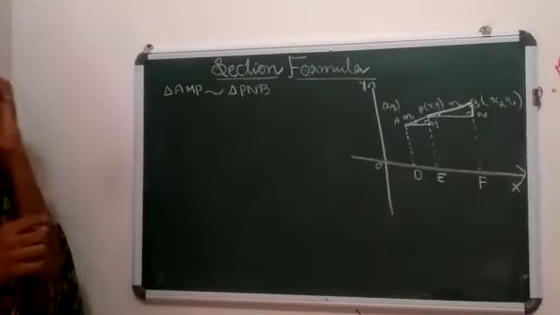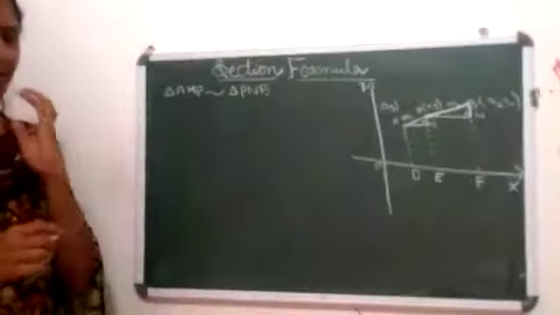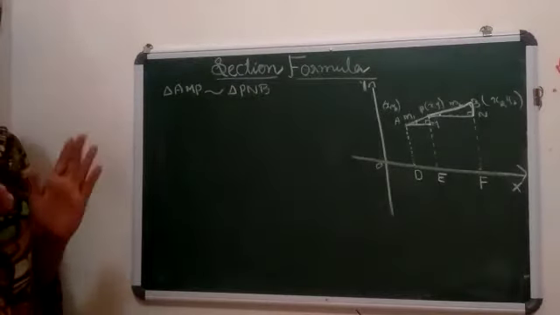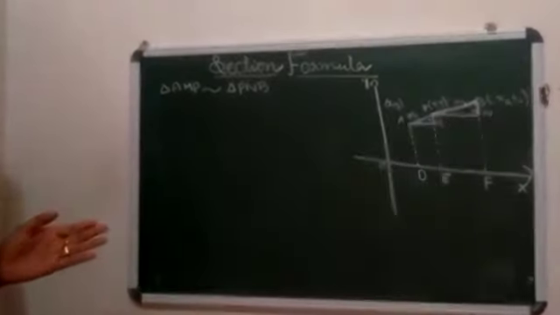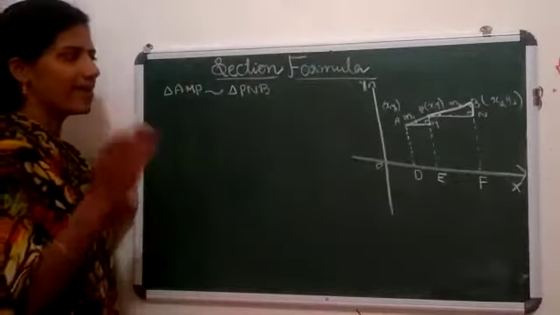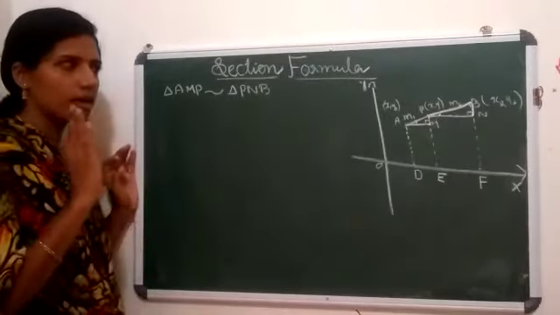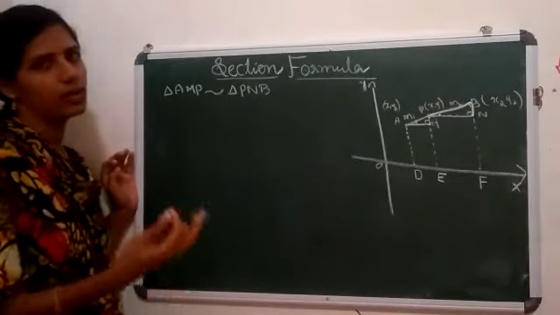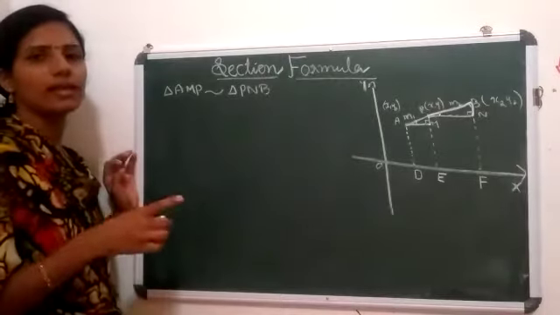This is the similarity criteria. The similarity criteria, similar triangles, everything we are going to study in the next chapter. So you just focus on the two conditions. Now I told you that when two triangles are said to be similar, their corresponding angles are equal and the corresponding lengths are in the same ratio.